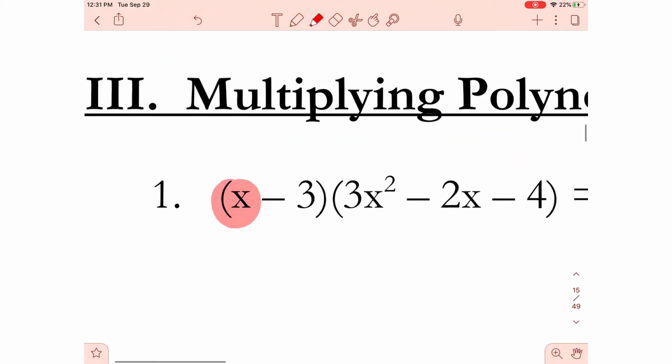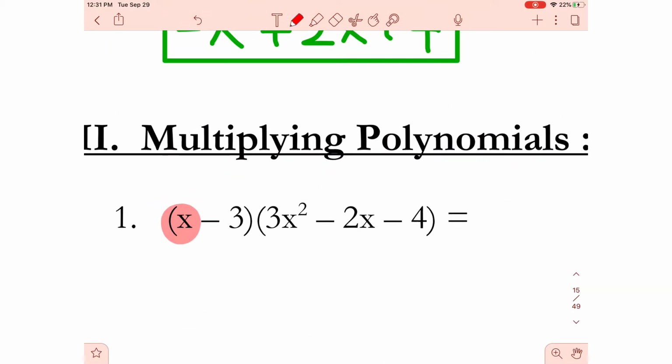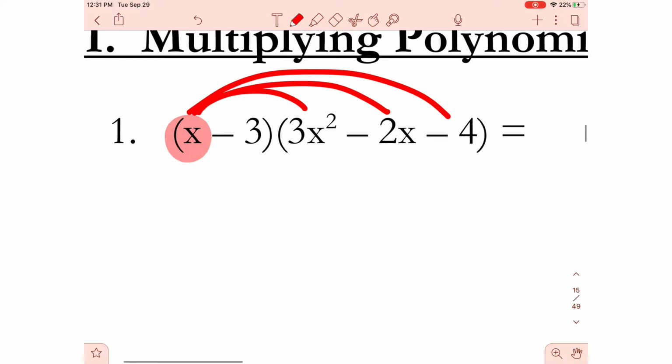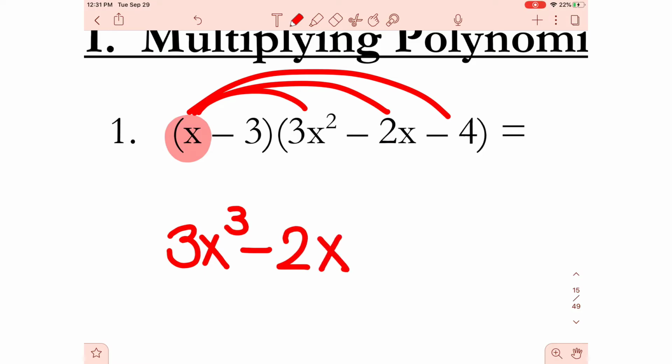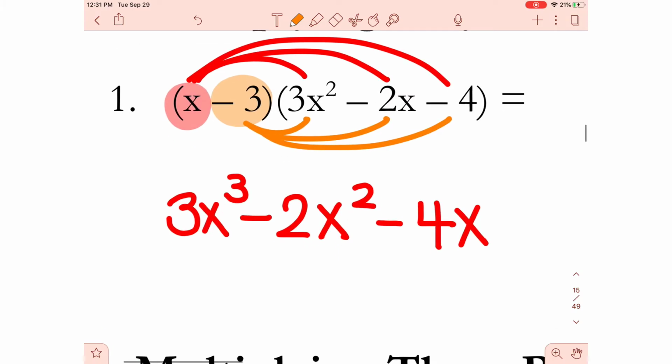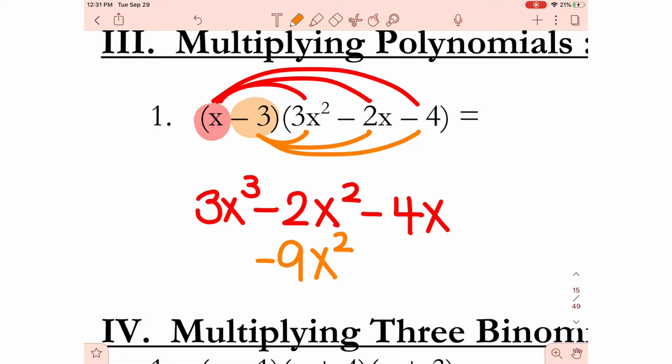What I like to do is start by taking the very first term of the binomial and distribute it to the trinomial. What that gives me is a 3x to the third minus 2x squared minus 4x. And now I'm going to take the minus 3 or the negative 3, and I'm going to distribute that to the trinomial. I like to line up my terms, so like this, negative 3 times 3 is negative 9x squared. I like to line up the x squareds because now I can see that they'll combine. Negative 3 times negative 2 is a positive 6x and a positive 12.